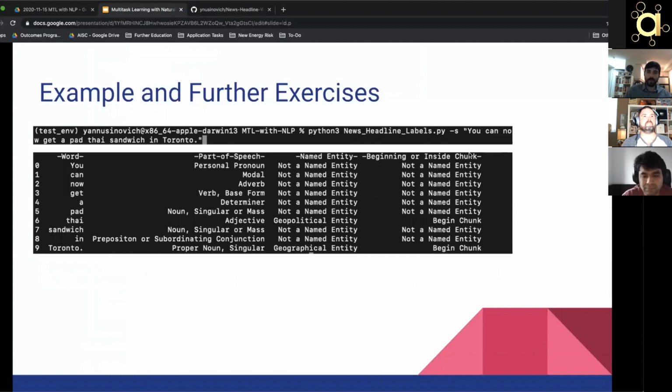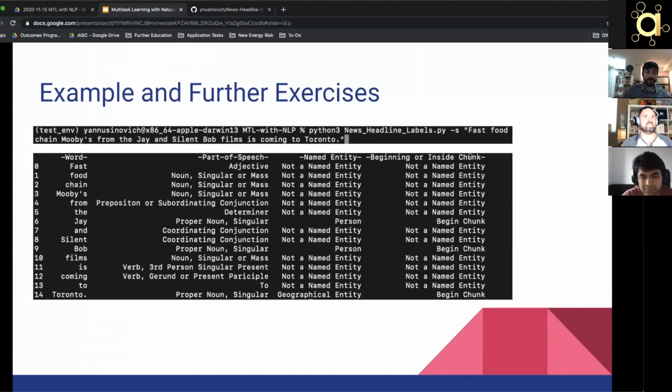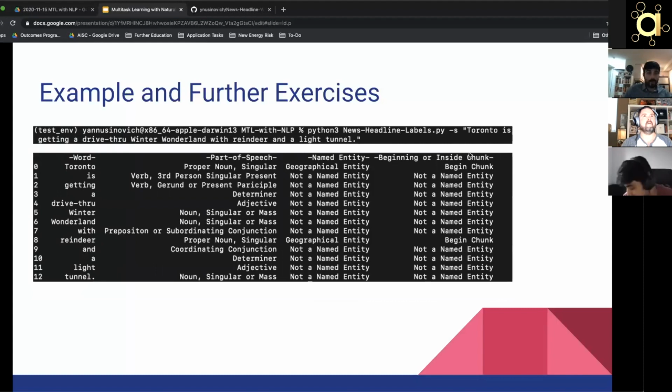The next example was, fast food chain movies from the Jay and Silent Bob films is coming to Toronto. This also got mostly everything correct, but it misses Jay and Silent Bob films as a whole chunk. Next example, there was, Toronto is getting a drive-through winter wonderland with reindeer in a light tunnel. This looked pretty good too, but it confused reindeer. I thought it was a geographical entity, and then it misses the beginning and inside chunk for winter wonderland.